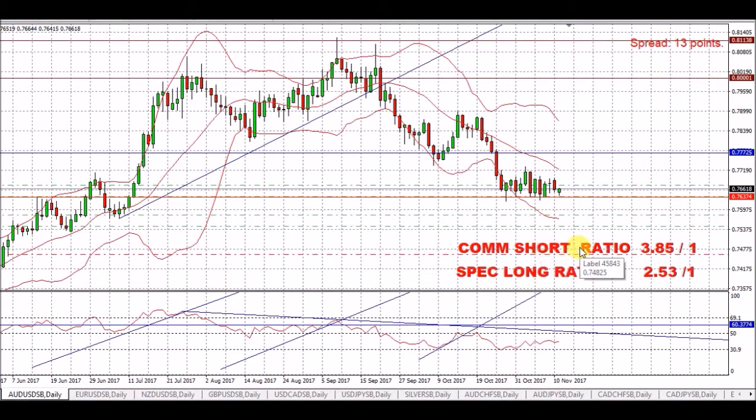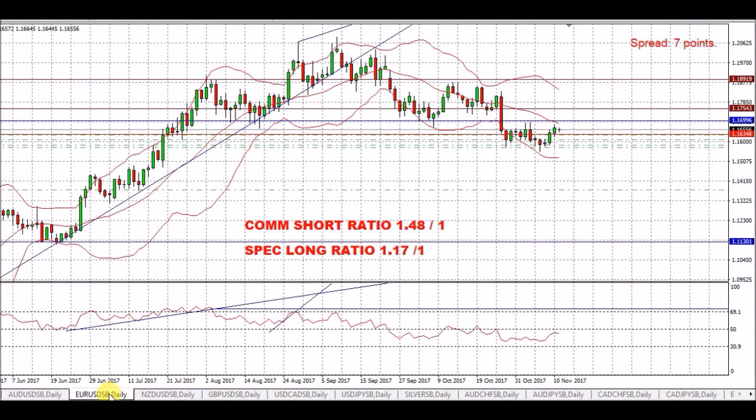We'll start with the AUD USD. The Commitment of Traders report will be out about 8:30 p.m. GMT today, so I'll be doing that for tomorrow. Commercial short ratio on the AUD USD is 3.85 to 1. We've had sideways movement for about the last 2 weeks. I am expecting this just to break lower, so we'll see how that goes, and I'll be adding to my trades as it goes down.